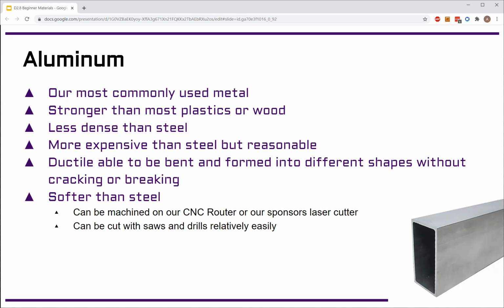Aluminum is softer than steel, so it's a lot easier for us to machine. So we can use our CNC router very easily. Our sponsor can laser cut aluminum for us. Our sponsor can also laser cut steel for us in certain cases as well. And then it also cuts and drills relatively easily, so it's a lot easier to use our hand tools or our bench tools to add holes or cut parts and things as well.